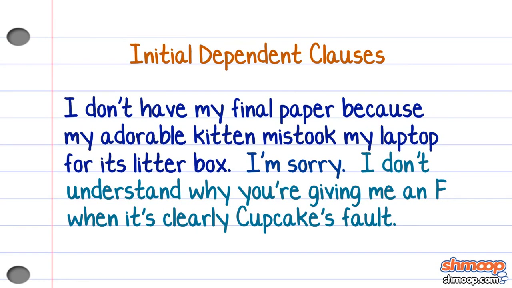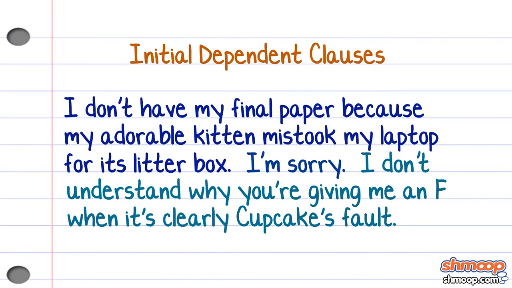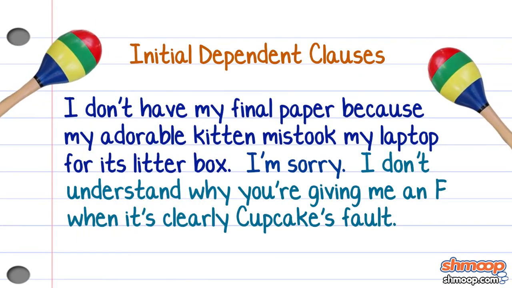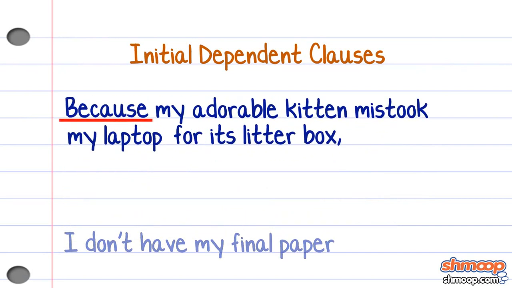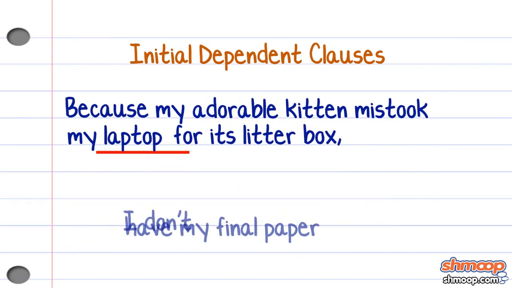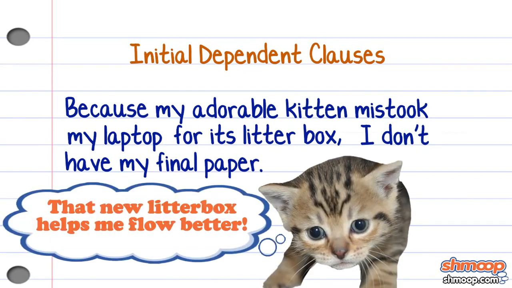Yeah, you've got 3 sentences in a row starting with the subject I. That's boring. So the initial modifier comes in and shakes things up. The dependent clause moves to the front and you get, because my adorable kitten mistook my laptop for its litter box, I don't have my final paper. Still kind of a flimsy excuse, but at least it flows better.